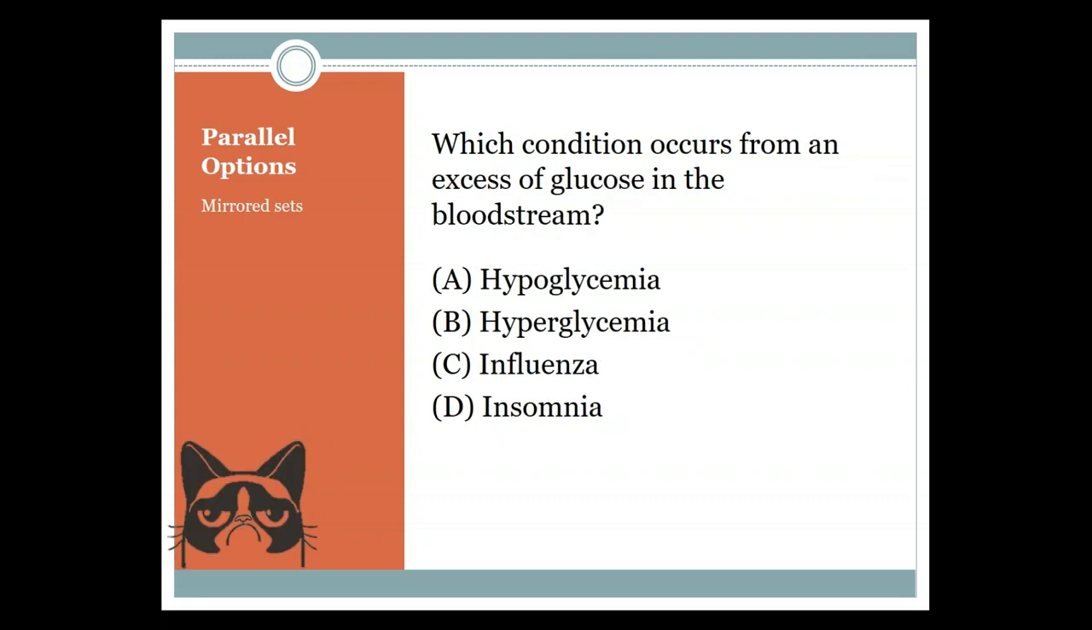Moving on to parallel options, you can tell this is another bad one because we got Grumpy Cat down there in the corner. Mirrored sets. So when creating mirrored sets, candidates who take test prep courses will look for 2 that are very, very similar. And then the ones that are not are obviously out. So you end up with almost a 50-50 item. The example given here, excess glucose, hypoglycemia, and hyperglycemia, they're so close. You don't need to know anything about it. You're going to be drawn to those 2 and have a 50-50 item.